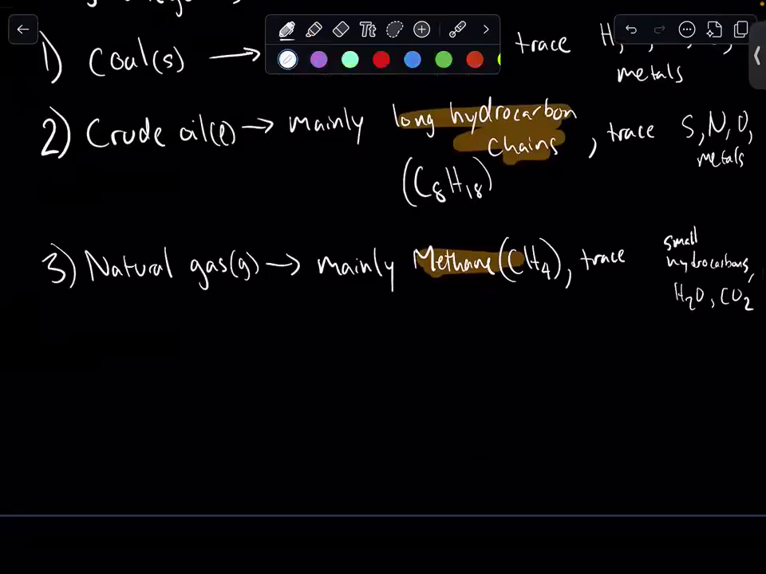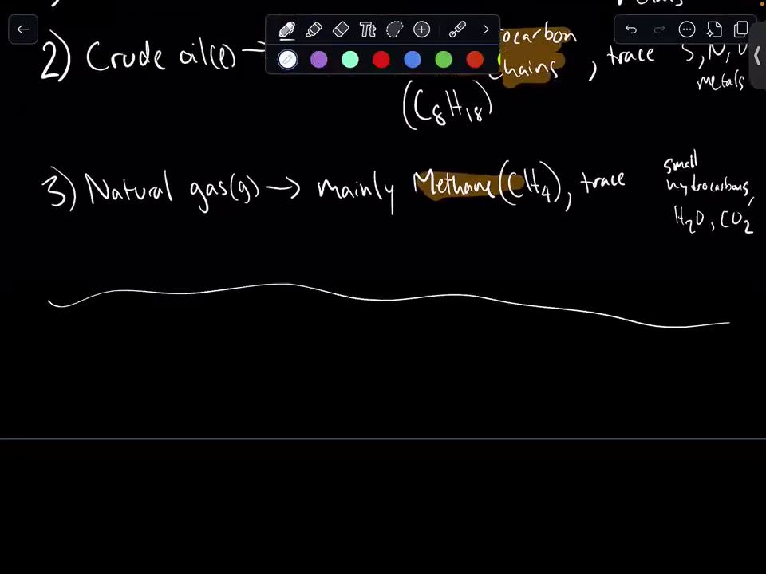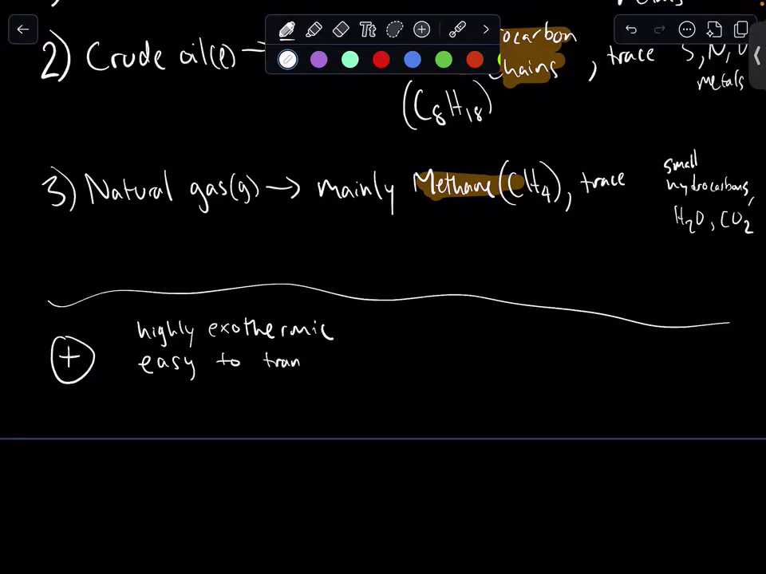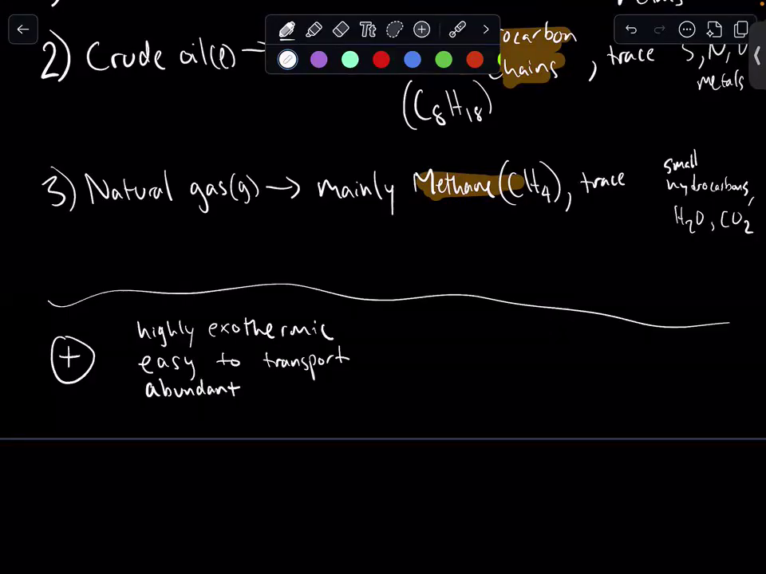Now, we've been using fossil fuels for a long time. The reason is they have quite a few advantages, so I'm just going to do positive. A couple of the advantages are they're highly exothermic, meaning we get a lot of energy from them. They're easy to transport, natural gas being the hardest to transport because it is a gas. They are abundant. They're found in almost every country in some way, shape, or form, and they're relatively inexpensive.